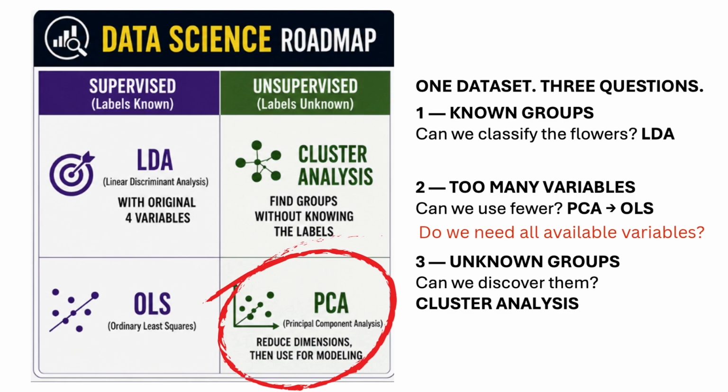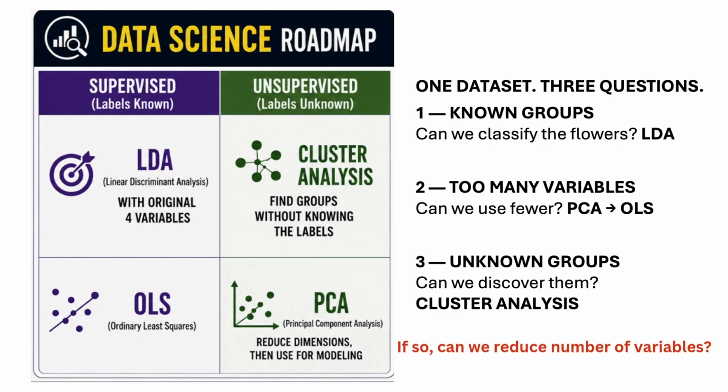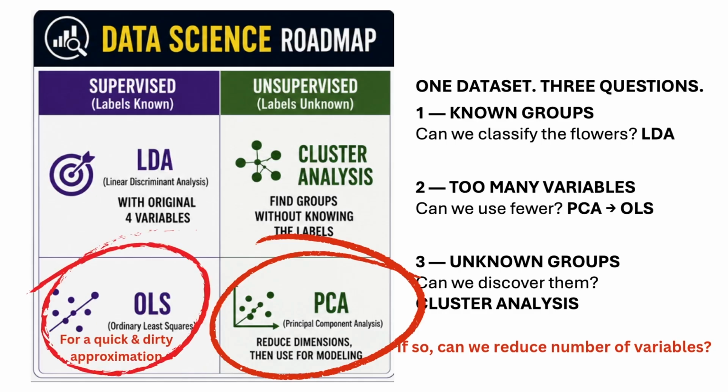It seems ridiculous to reduce data since we have a small dataset with only 4 variables. But 4 is easy. What happens if our dataset has 40 variables? Or 400? Do we simply throw everything into the model? That's where things can get dangerous. Can we reduce the number of variables while keeping enough information to classify the flowers? That's where principal component analysis comes into play along with ordinary least squares regression.